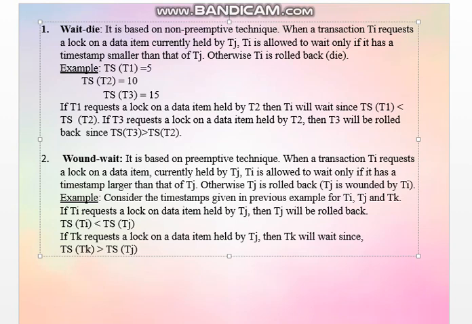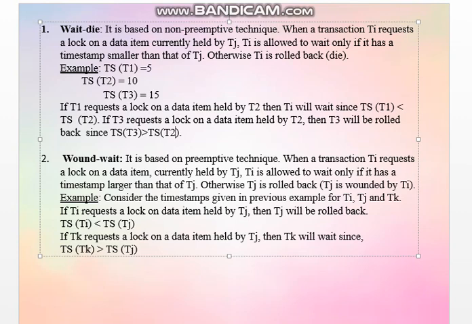Another prevention technique is wound and wait. It is based on the preemptive technique. Preemptive means that if one transaction is executing and another transaction comes, the executing one will give the chance to the other transaction. This is called the preemptive technique.